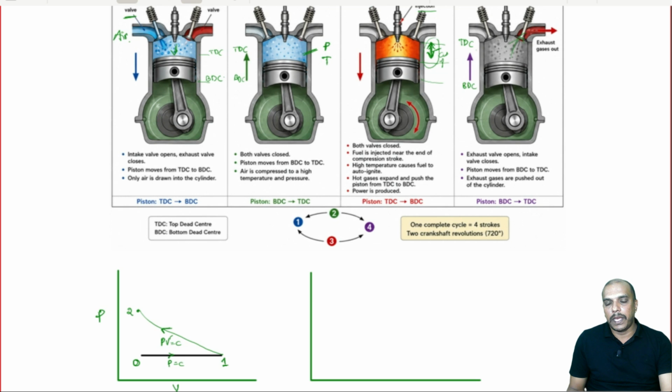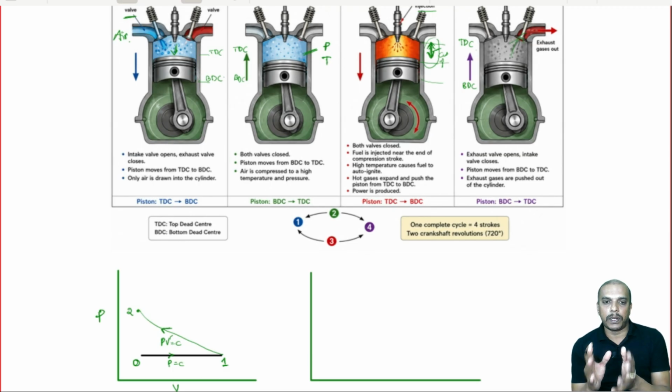We are supplying fuel at this point. The moment we start supplying the fuel, auto ignition occurs and there will be expansion of the combustion products. That will push the piston downward, which means the heat is added, but unlike the petrol engine, this is not at constant volume, because the piston is allowed to move.